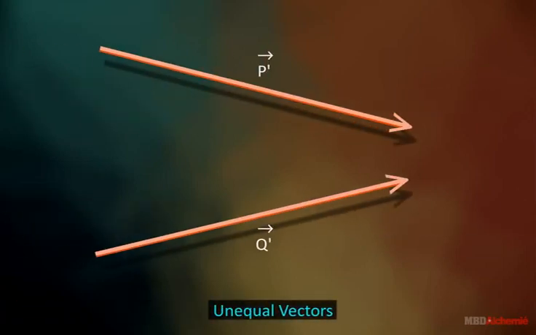Unequal vectors. The vectors having unequal magnitudes and or not directed in the same directions are referred to as unequal vectors.